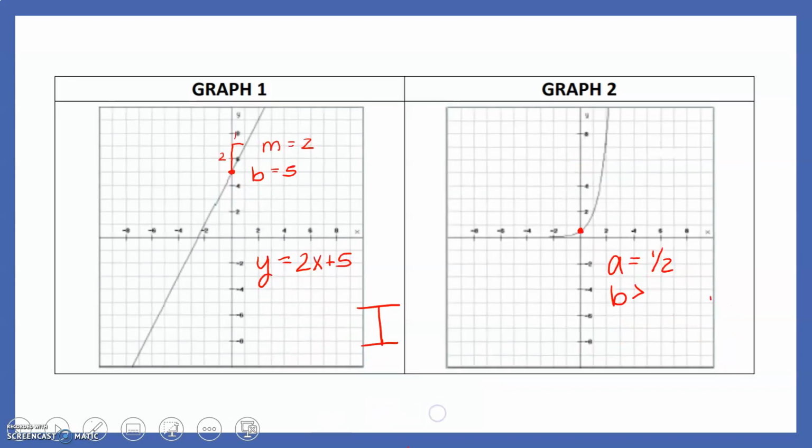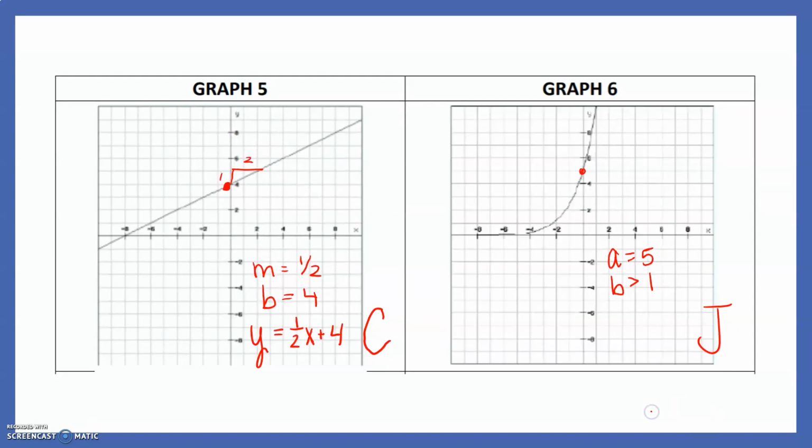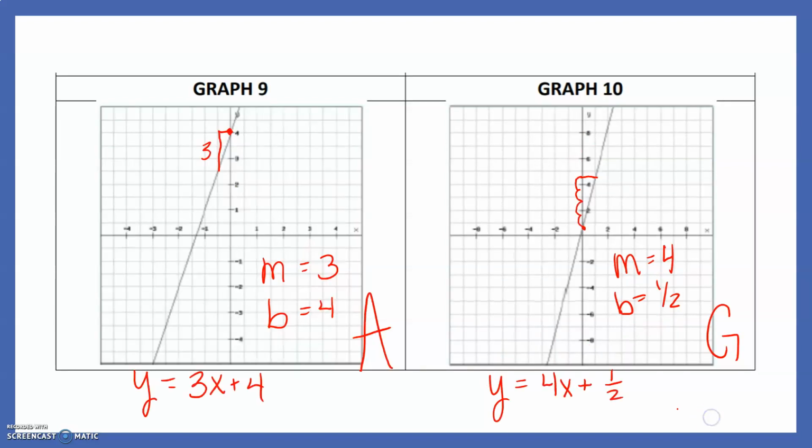So quick rundown. Graph 1 goes with situation I. Graph 2, situation H. Graph 3 is B. Graph 4 is F. 5 is C. 6 is J. 7 is D. 8 is E. 9 is A. And 10 is G. And that is all for day 6 notes.